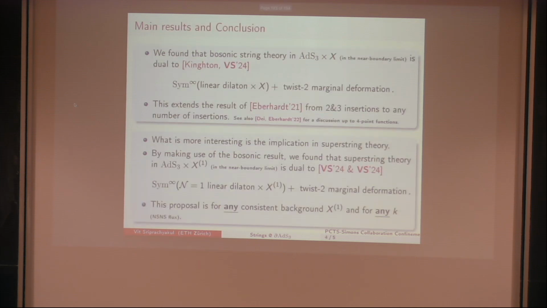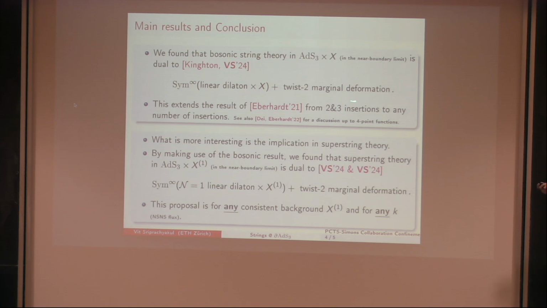So let's talk about the main result of this near boundary consideration. If you first consider a bosonic string in AdS3 times X, where again X is the compact directions, it turns out that the near boundary limit predicts that the dual CFT in this case is a symmetric orbifold whose seed theory is a linear dilaton theory tensored with these compact directions. These compact directions are exactly the same ones that appear on the worldsheet. And then you deform the symmetric orbifold by a marginal twist deformation. That's the prediction that comes from this near boundary consideration.